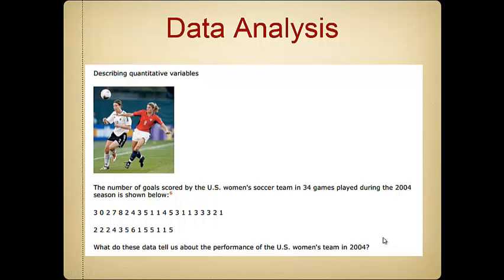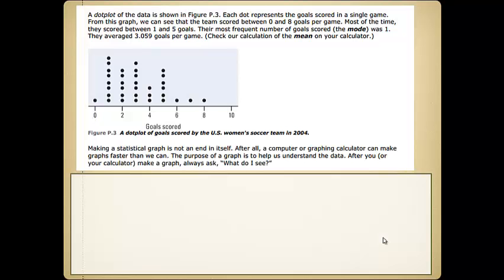So what do these data tell us about the performance of the U.S. women's team in 2004? It's important to know, as our first step in statistics, how we analyze data so it's effective. So we're going to first plot it. We usually try to make some type of graph, like here a histogram or a dot plot would be most effective. Since there's not a lot of data, we will put it on a dot plot, and I get this.